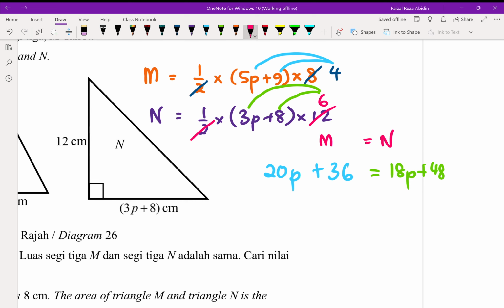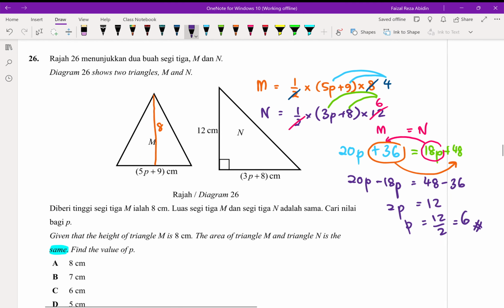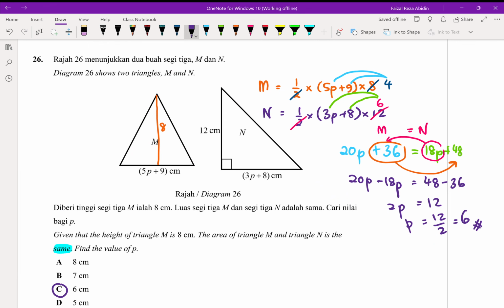So next, I'm going to bring 18p to the left side. And I'm going to bring my 36 to the right side. So you are going to rearrange back over here. 20p minus 18p equals to 48 minus 36. So 20 minus 18, 2p. 48 minus 36? 12. So, I want to find my p. 12 divided by 2. So, you're going to get 6 for your value of p. Can class see here? Okay.